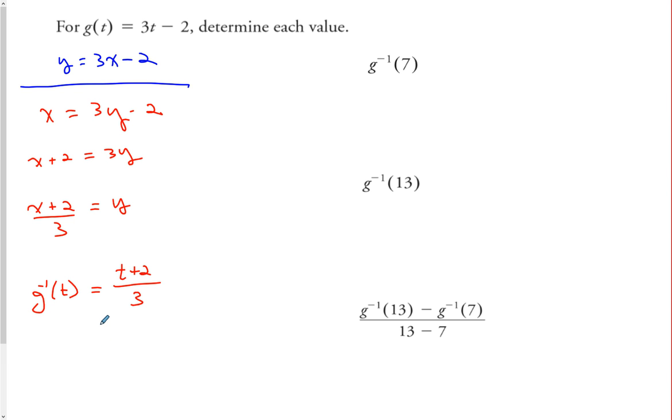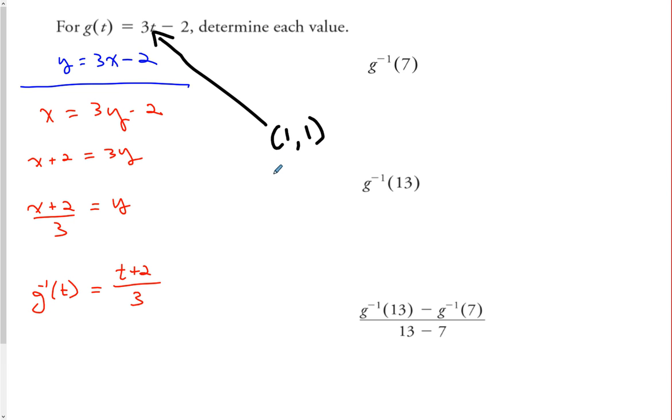And I can check it, right? There's a nice little easy way to check it. If I put in, let's say, a 1 up here for my t value, what do I get? So 3 times 1 would be 3, minus 2 would be 1. So when I put in 1, I get 1 out.